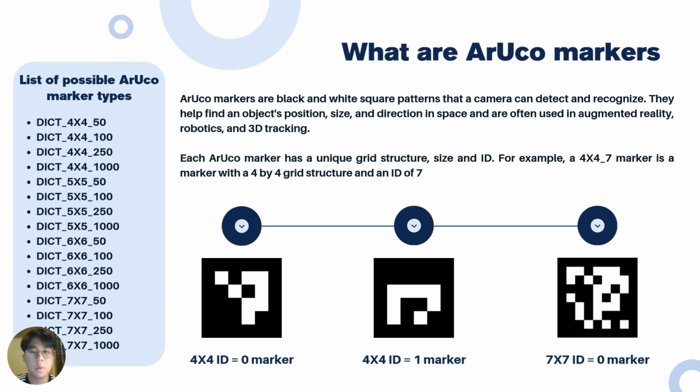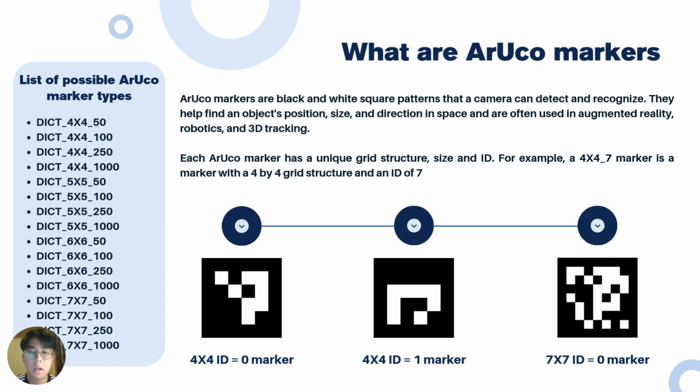So how does it work? Each ArUco marker has a unique grid structure, as you can see in the picture. By a unique grid structure, it has a defined size and a specific ID. The size of the grid determines how much data the marker can hold. For example, a 4 by 4 marker has a 4 by 4 grid of black and white cells. The ID of the marker is assigned based on its unique pattern.